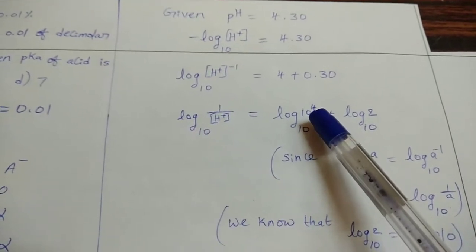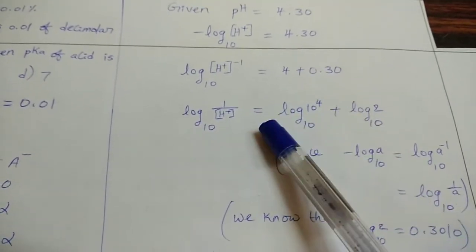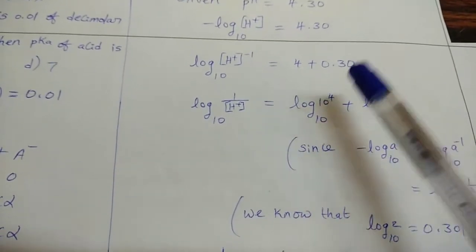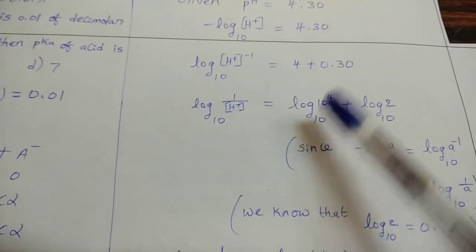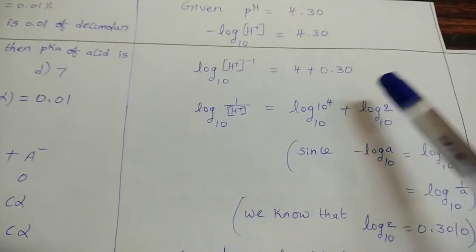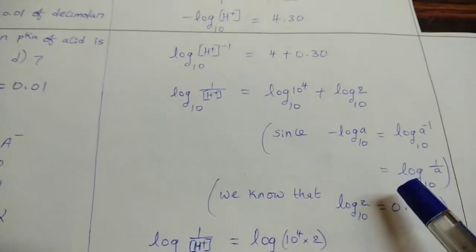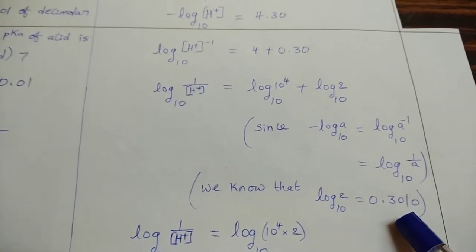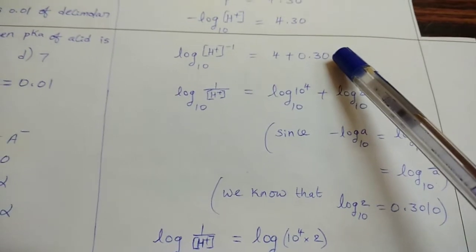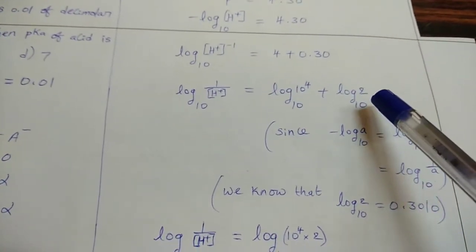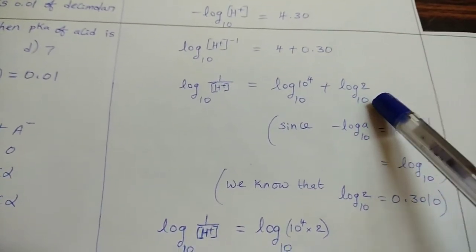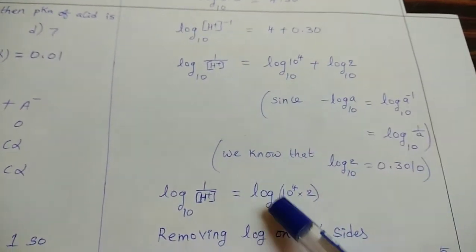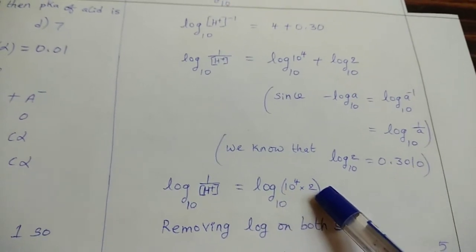So this is in the form of log A power x, x into log A. So 4 into log 10 base 10 means 1. So this 4 we can write like this. 0.30 means log 2. Already we know that log 2 base 10 equal to 0.3010. That's why this decimal value we can write in the form of logarithm like this. Okay. Now from this we can write this is log A plus log B. That means log AB. Okay.